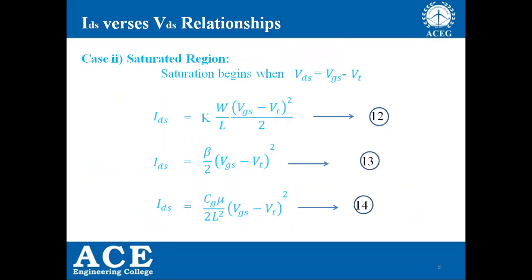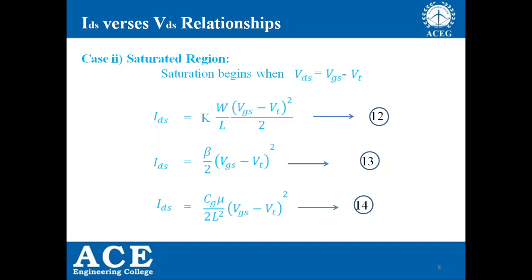And now, let us write all these 4 equations in the saturation region also. Just by substituting a simple condition, we can write all these 4 equations in the saturation region. So, the saturation begins at what voltage? At VDS equal to VGS minus VT, saturation begins, and it continues for VDS greater than VGS minus VT. So, let us substitute the condition of saturation in equations 8, 9, 10, 11.